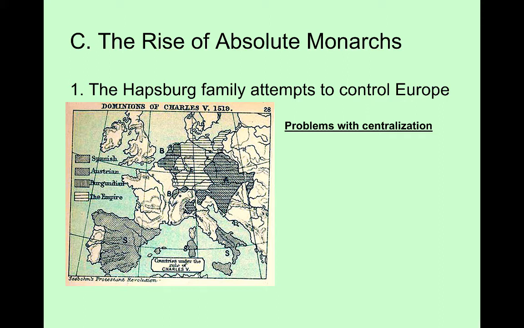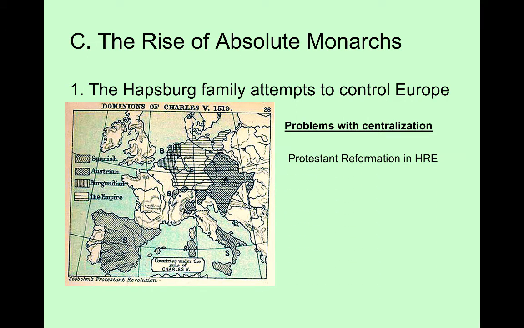This one family sitting on the throne of all of these different countries you see on the map with different colors, whether they're horizontal or vertical or whatever stripes. So the Habsburg family will try to centralize the Holy Roman Empire, but they never will be able to do that, and there's some reasons why listed.